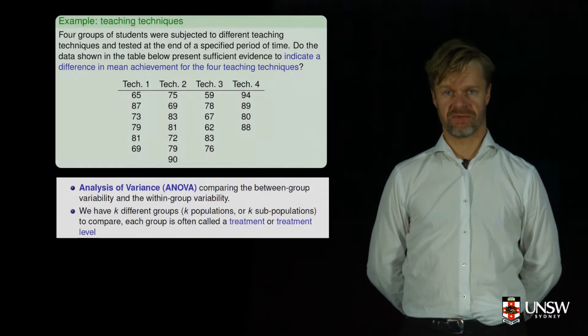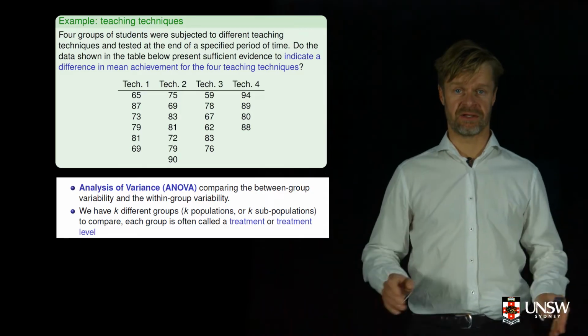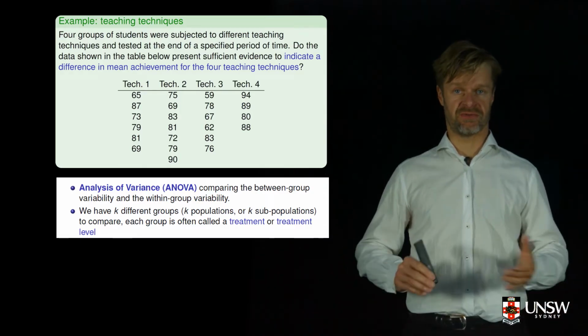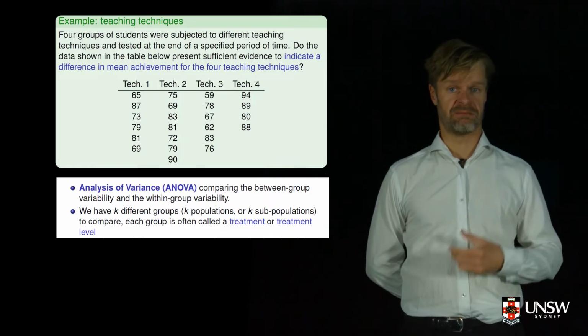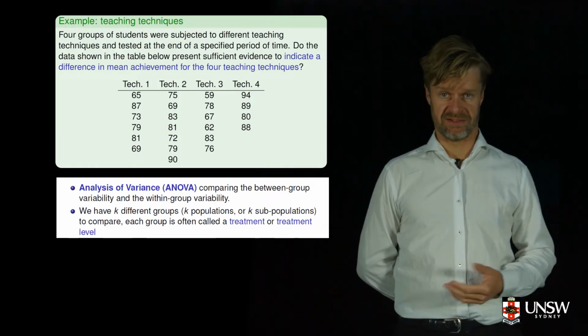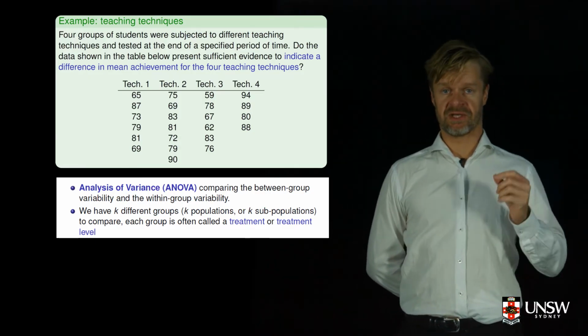Okay, so now let's talk about how analysis of variance works. Analysis of variance, remember, we're comparing the between group variability to within group variability. But there's a question of how do we measure these two things and how do we compare them? So we'll do a little bit of maths. I'll start with some definitions.